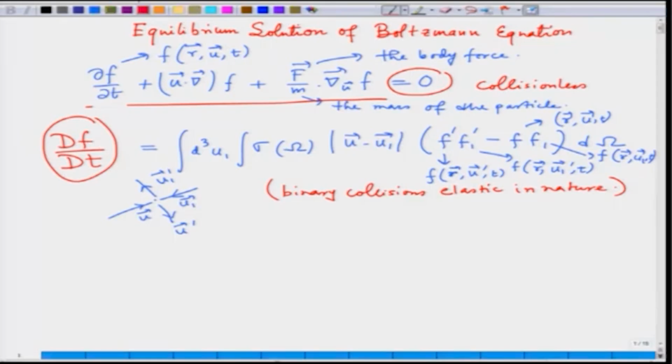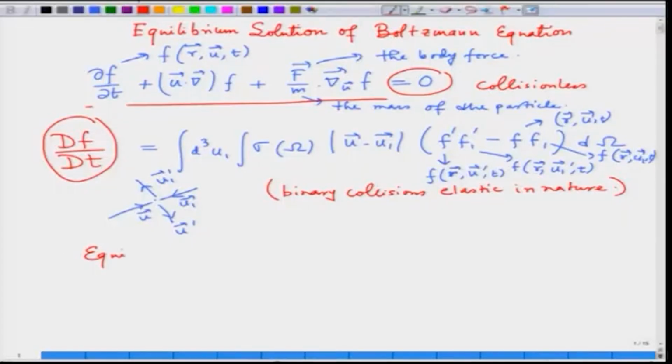Now, using this integral, we want to fetch some information about the nature of f, that means the nature of the distribution function for a gas or a classical system of particles which are left for a long time. And we will see towards which distribution the system tends to relax itself. And that we will call the equilibrium distribution function of the system, F0.